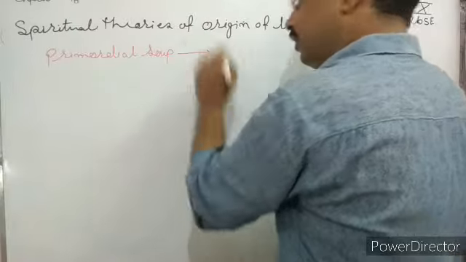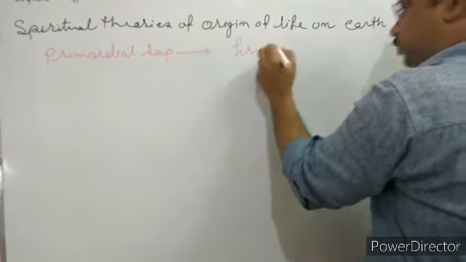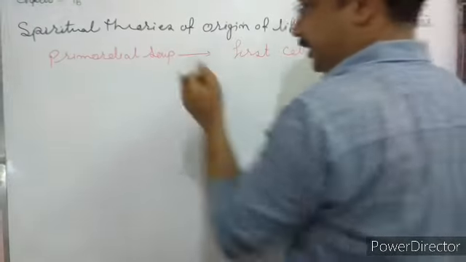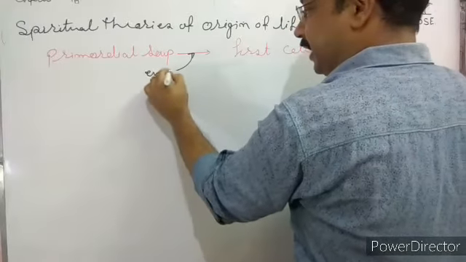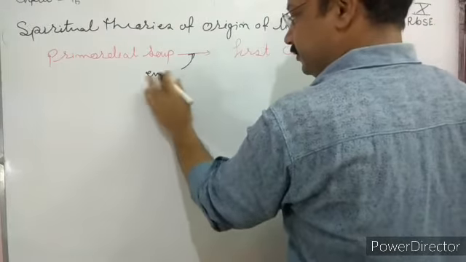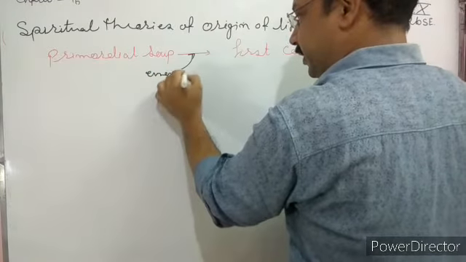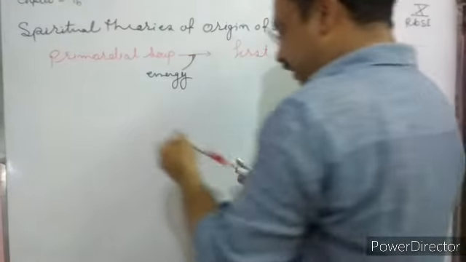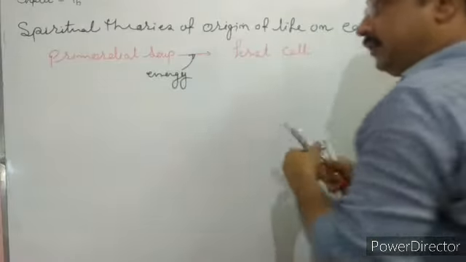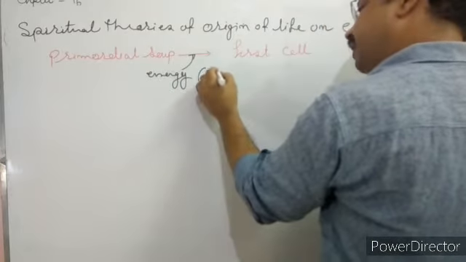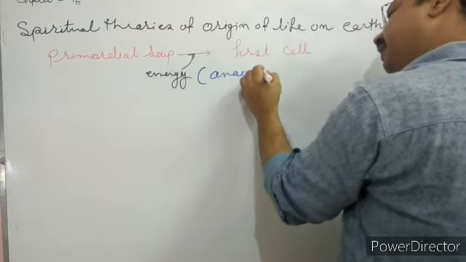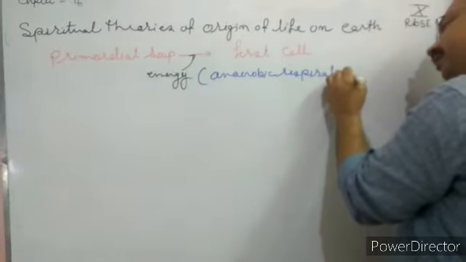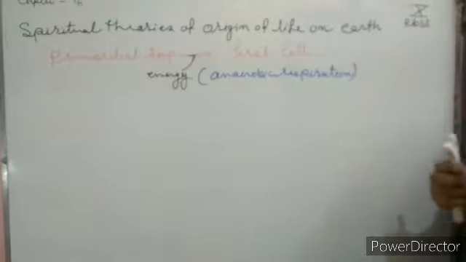According to the young scientists, the development of the first cell from the primordial soup required lots of energy. And this energy of the creation of life, as per the Oparin model, was given by anaerobic respiration. According to Oparin's concept, that was given by anaerobic respiration.